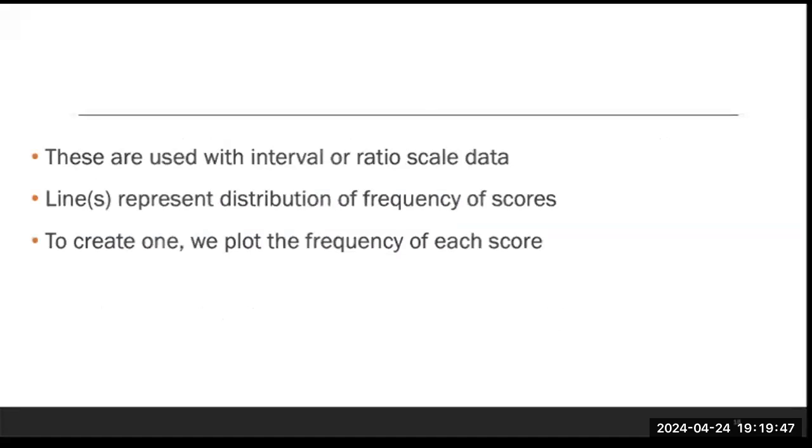With the frequency polygon, you use interval or ratio scale data. A count would be ratio scale data. The lines represent the distribution of scores, and we just plot the frequency of each score.